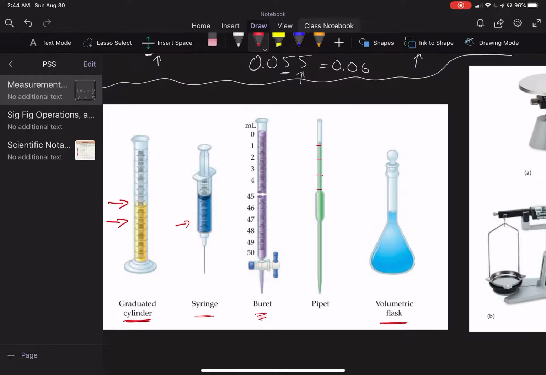single measurement. So this might be a 100 milliliter volumetric flask. And you know you have 100 milliliters to many more digits than these other pieces, only if the water level is right there at that line.